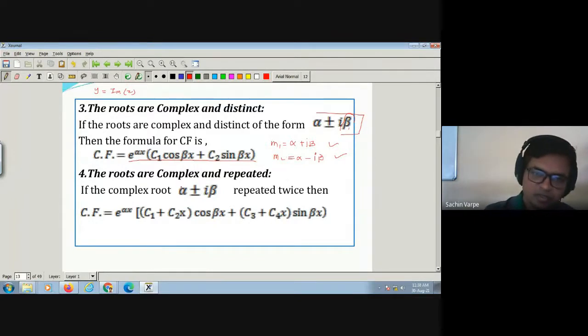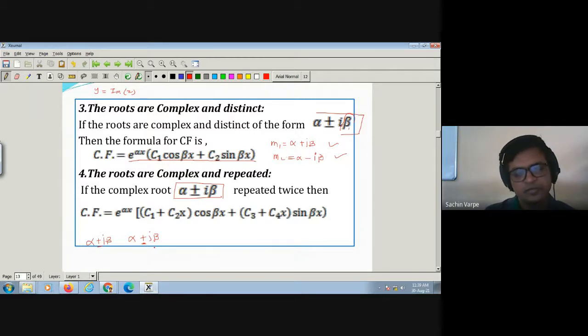Now, if the complex roots are repeated, that means if alpha plus I beta is repeated twice, then alpha plus I beta and alpha plus I beta. So along with these two, their conjugates also will be there, right? So totally how many roots will be there? 4 roots. Am I right? So 4 roots means 4 constants must be there in the complementary function. So the formula for the complementary function is e to the power alpha x into (c1 plus c2x) cos beta x plus (c3 plus c4x) sin beta x. Is this point clear to everyone?